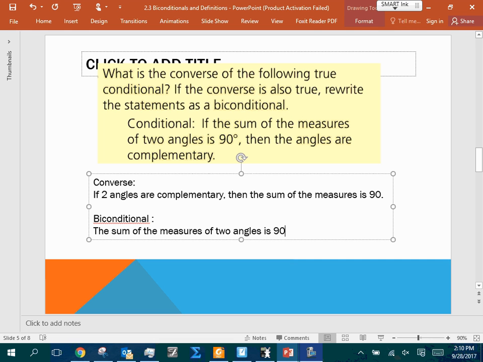is 90 degrees. And now I'm going to put the phrase if and only if, okay, which is IFF. We'll do it that way. And then I finish the conditional statement. So the angles are complementary.